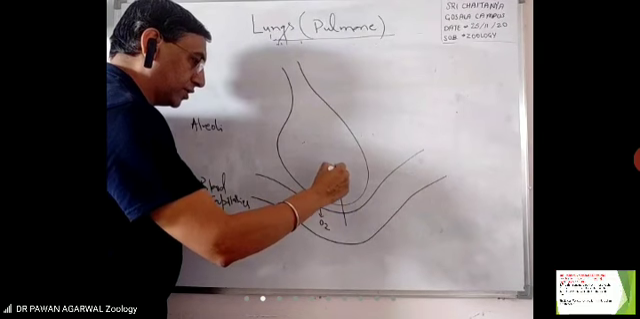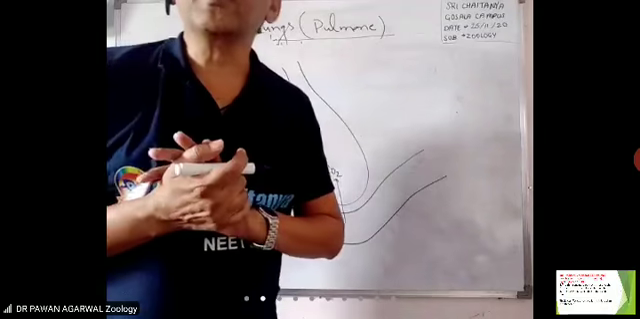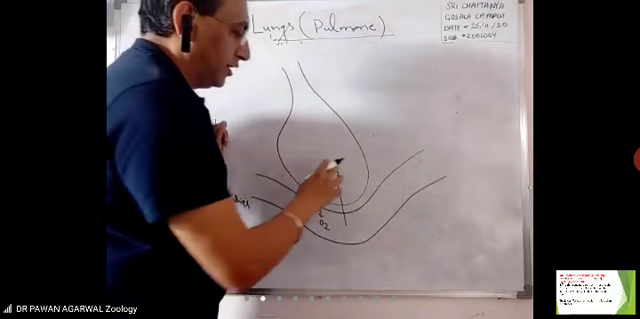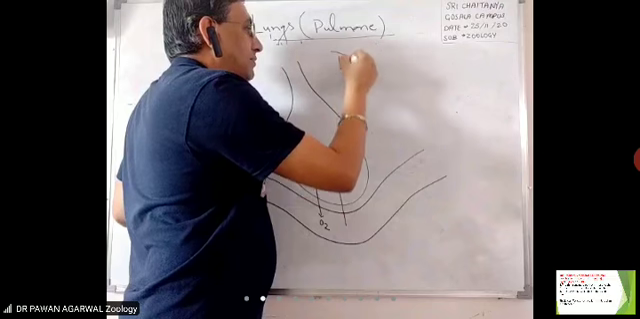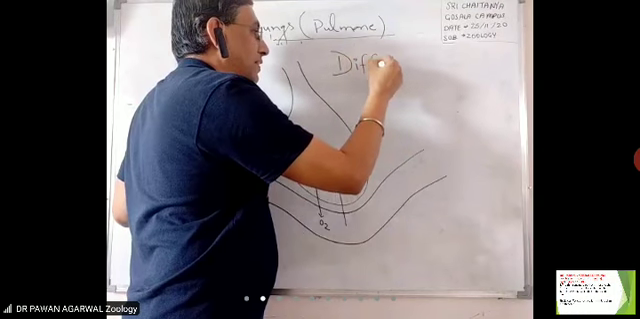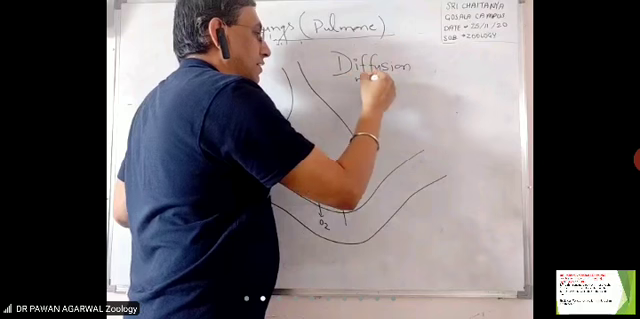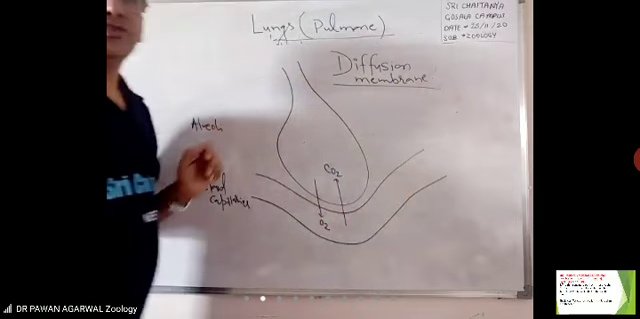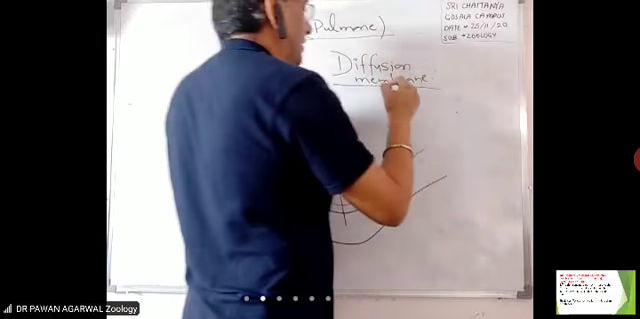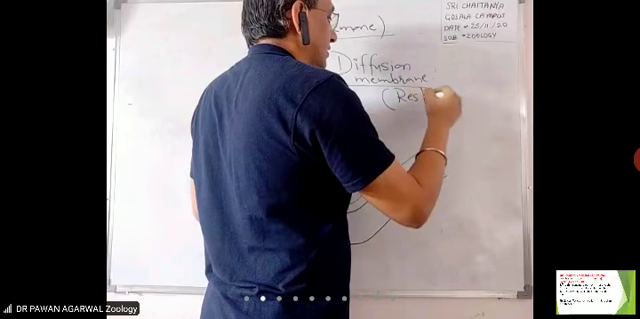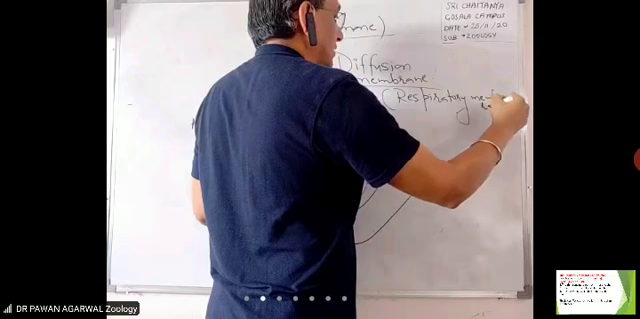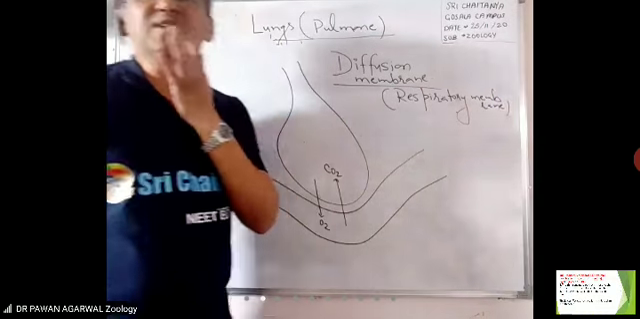That is, the exchange of gases takes place between the alveoli and the blood capillaries. Okay? So, exchange of gases takes place through a membrane. Diffusion of gases takes place through a membrane that is known as the diffusion membrane. This membrane is also known as the respiratory membrane.